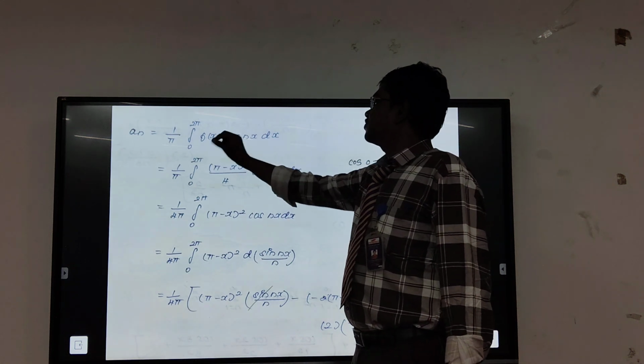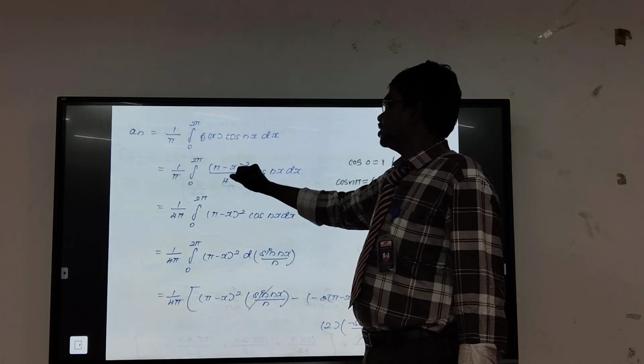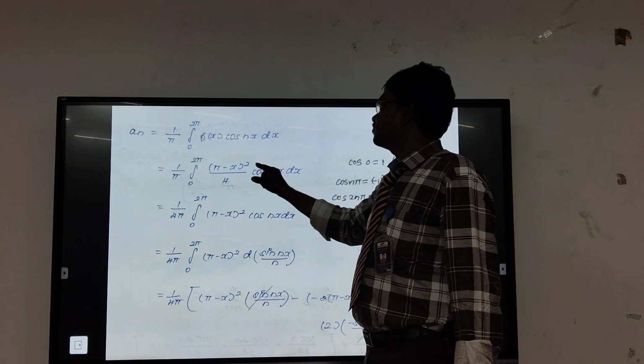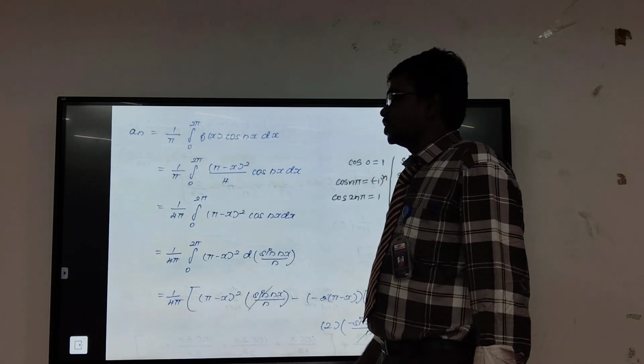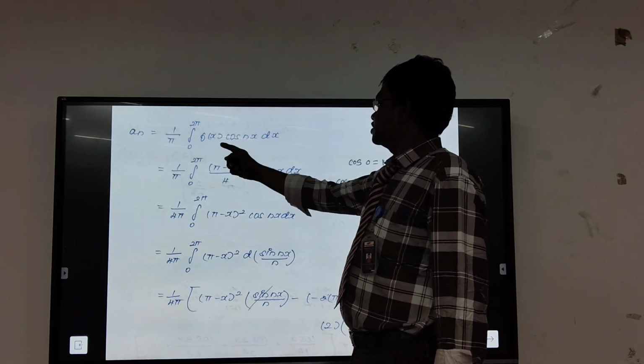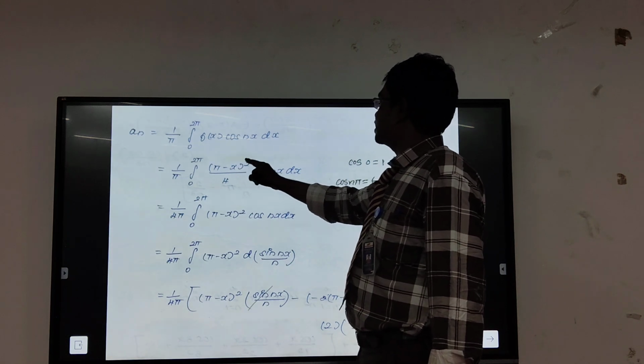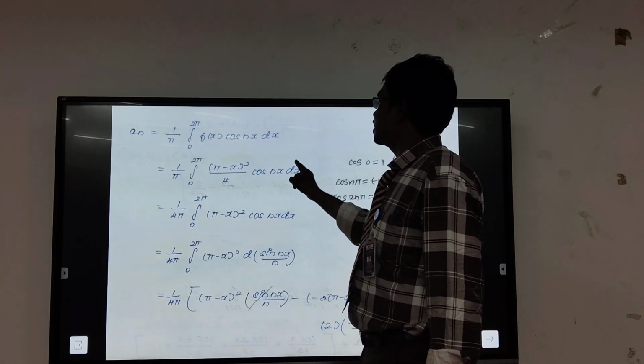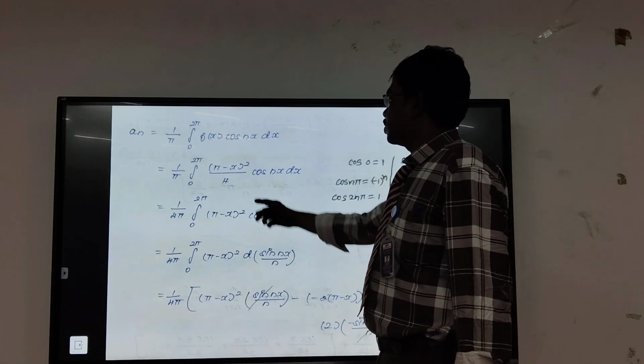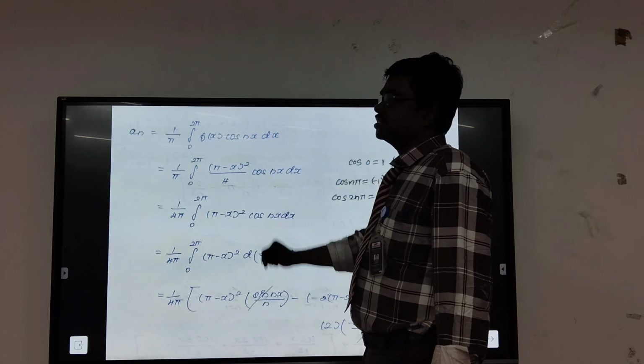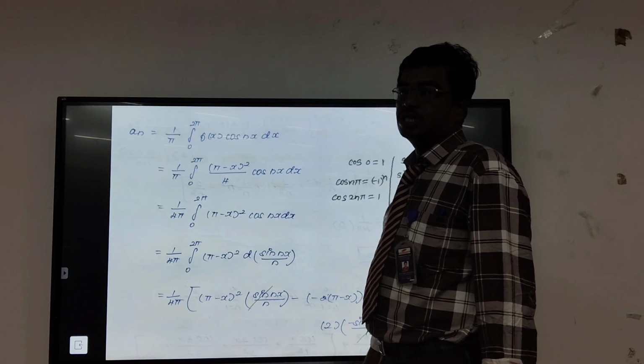So we are saying f of x, what is the value of f of x in the question? (π − x)² / 4 cos nx dx. Therefore, a_n equals 1/π ∫ from 0 to 2π of (π − x)²/4 cos nx dx. Now, we can simplify the integral by using Bernoulli's formula.